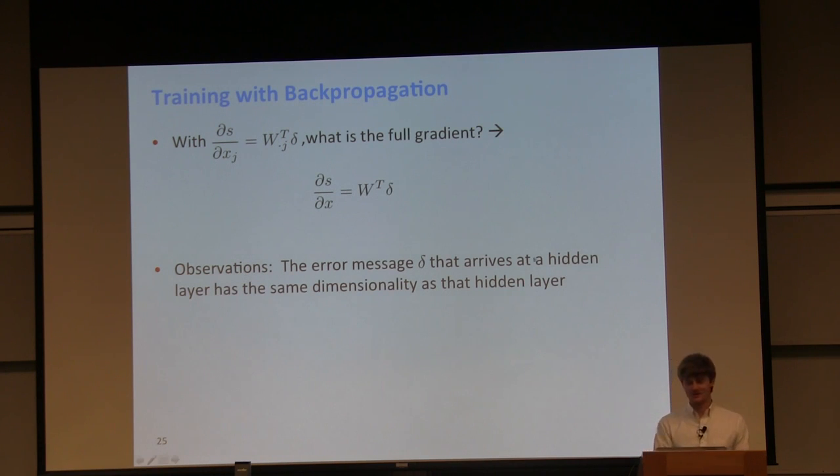And now this is a very important observation, and it's a sanity check as you do these derivatives yourself. The error message delta that arrives at the hidden layer, in this case the word vectors, has the exact same dimensionality as that hidden layer. If it doesn't, you couldn't really update it, right? In the end, in stochastic gradient descent, your x new equals your x old minus alpha, your step size, times this gradient, right? So they have to sum up.